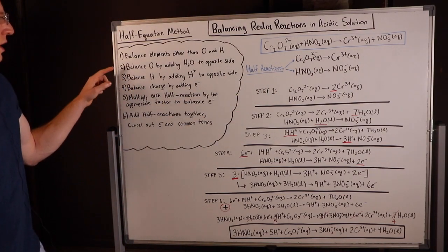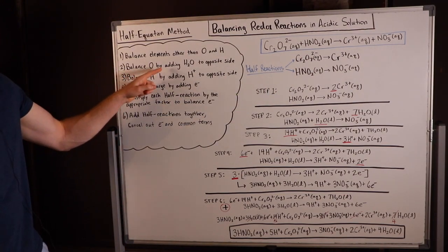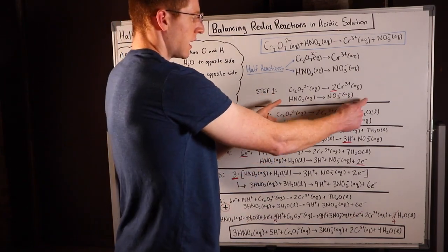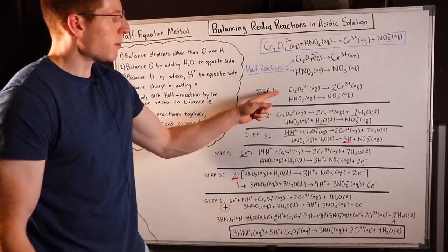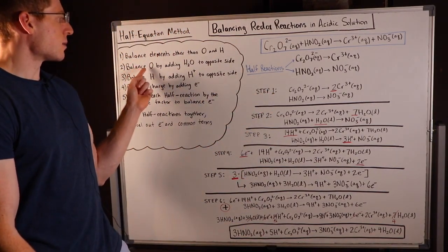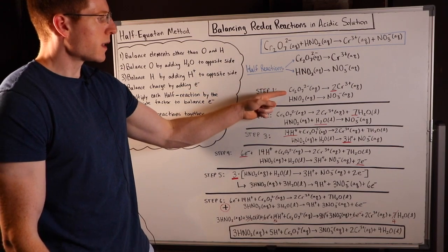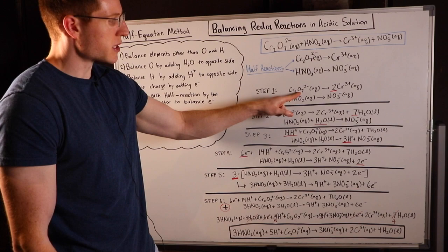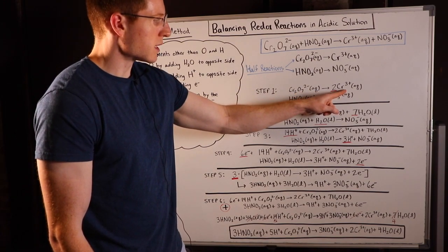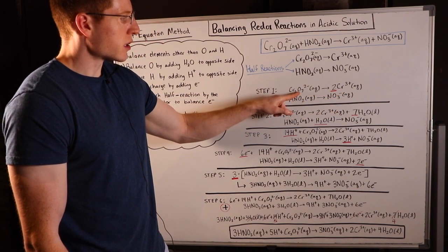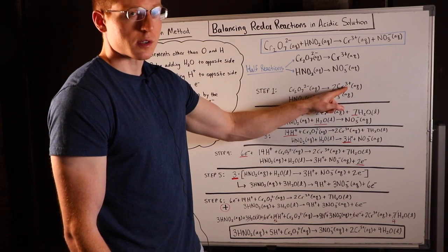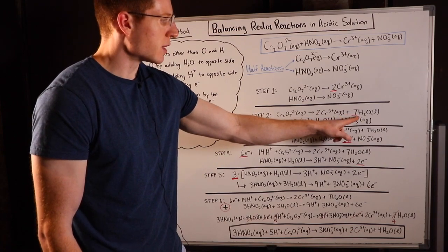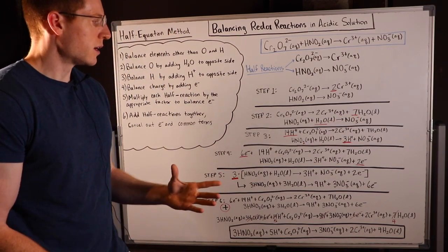In step 2, you have to balance oxygen by adding water to the opposite side. So let's go back to step 1 and see how I would get to step 2. I've got 7 oxygens on the reactant side for this half reaction and no oxygens over here. So to balance those 7 oxygens, I'm going to add 7 waters to the product side. And that's exactly what I did. You can see I added 7 H2O to the product side.